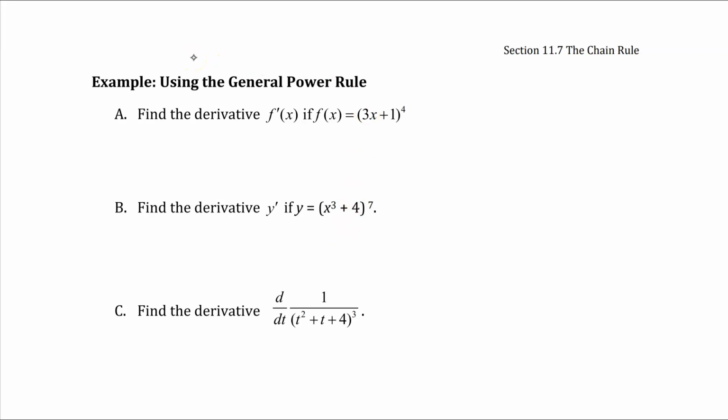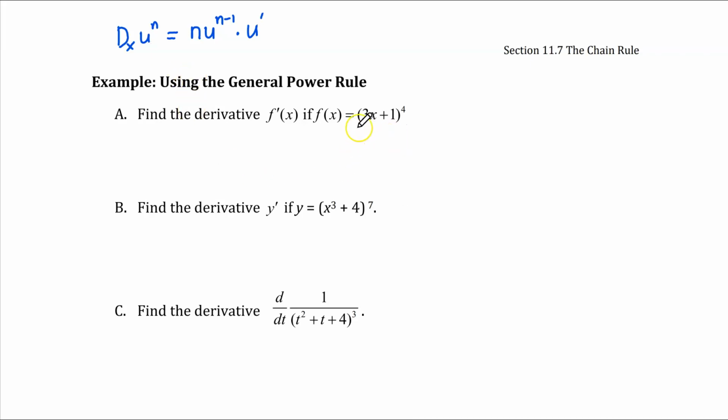Let's recall the general power rule. The formula for differentiating u to the n, where u is some function in x, with respect to x, is equal to n, you bring down the power here, so we have n, times u to the n minus 1, subtract 1 from the exponent, times the derivative of the base, the derivative of u, times u prime of x.